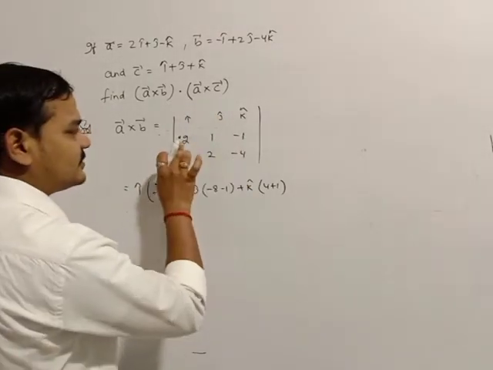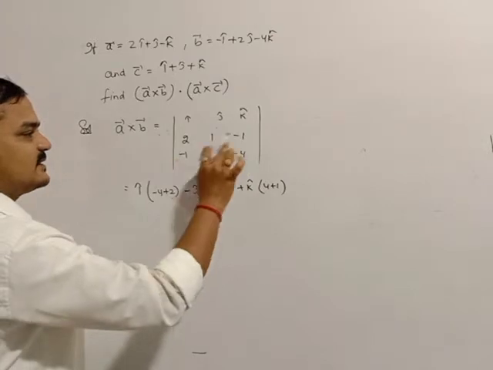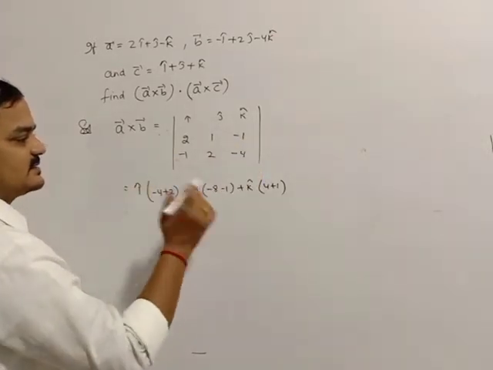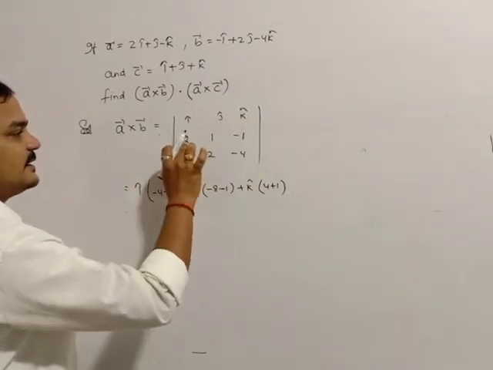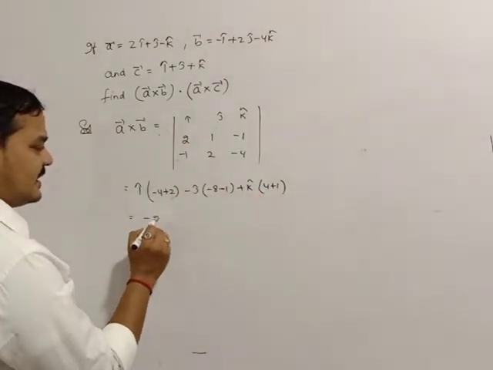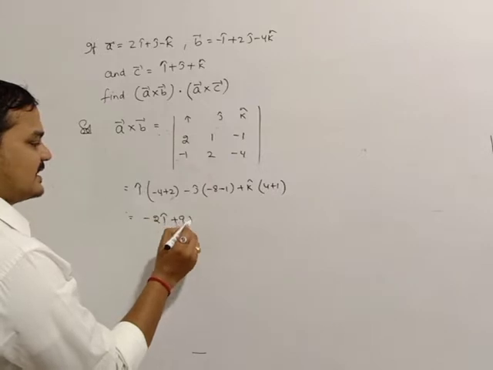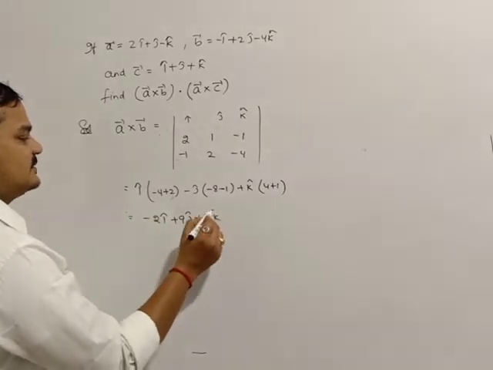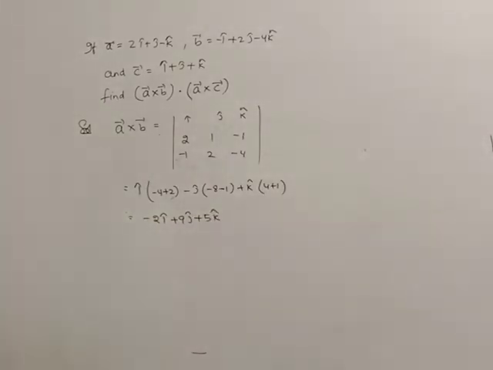Again, i into minus 4 plus 2. j into 2 into minus 4 means minus 8. Minus 1 into minus 1 is plus 1. Between them is a minus, so that means minus 1. Again for k, 2 into 2 is 4, and minus 1 means plus 1. So that is minus 2i cap plus 9j cap plus 5k cap. This is A bar cross B bar.